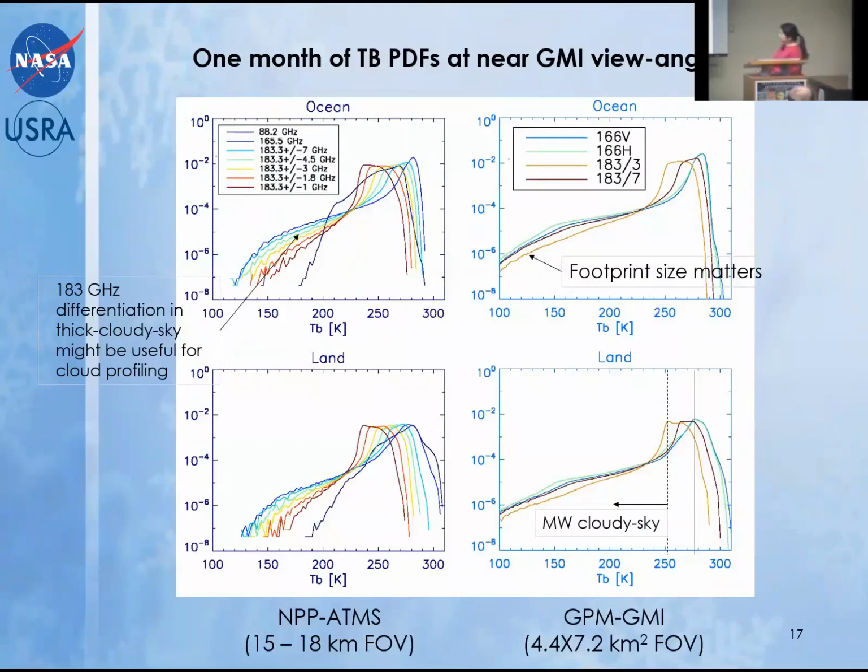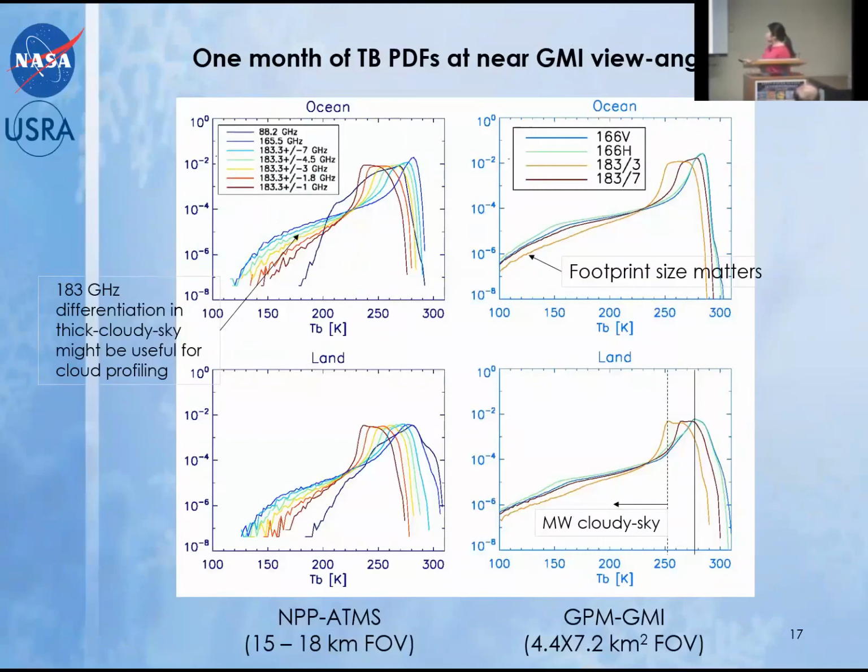It only sees 120K. That's the minimum. So that means using a smaller footprint size passive microwave sensor, you can actually see larger ice water paths. In other words, thicker clouds. So now this is our approach.